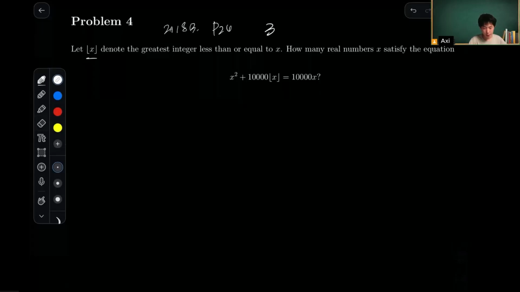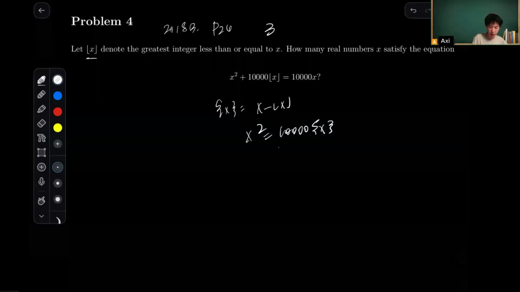First, let's study the equation. Define this as x minus floor of x. Then x squared is simply 10,000 times this new symbol here. This is a clean way to shorten the formula. And now, it's really difficult to graph this thing.